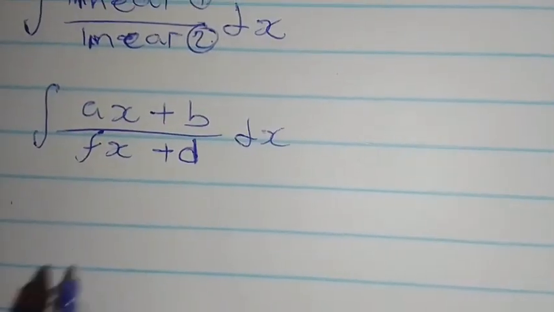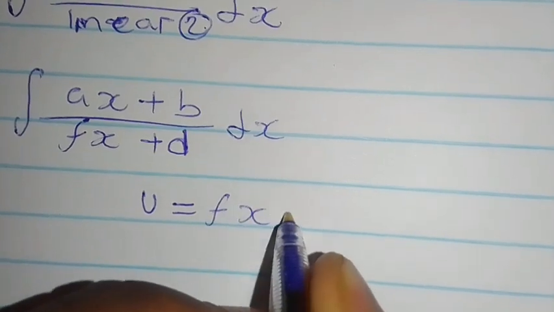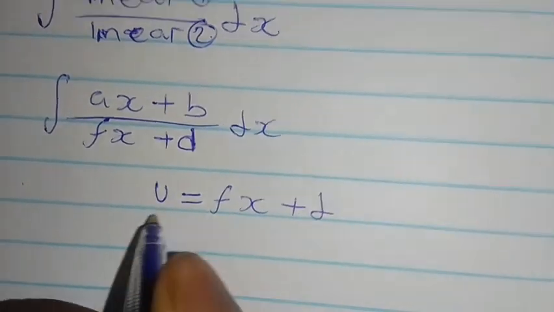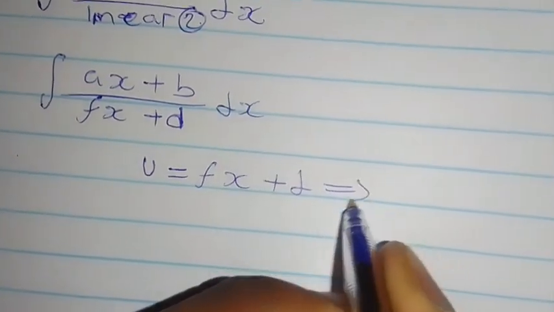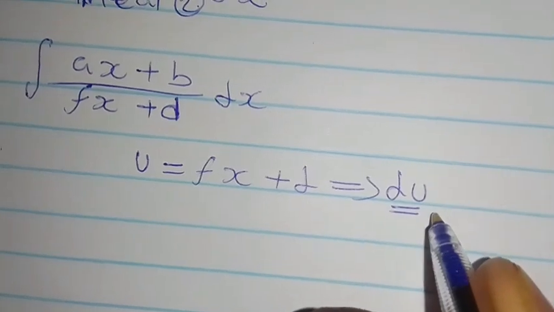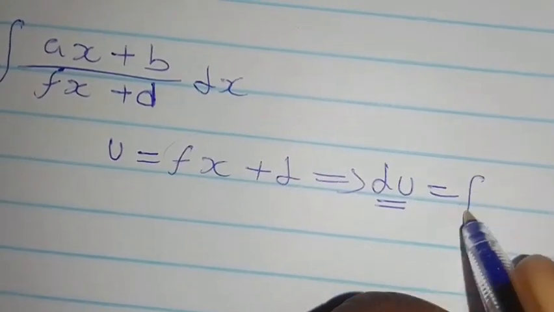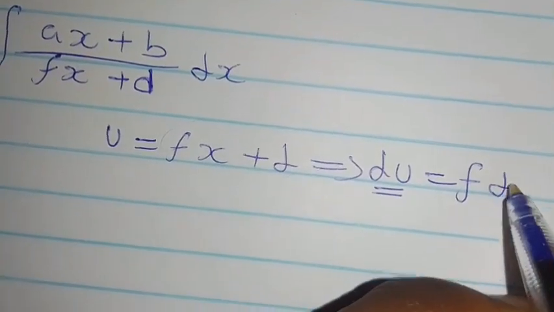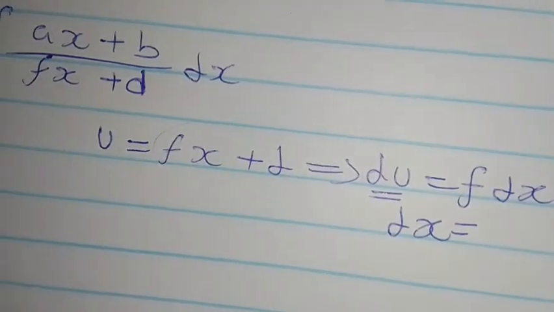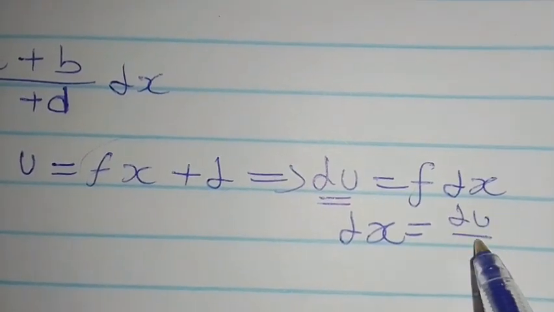Now what I'm going to do is make a u substitution. Let u equal fx plus d. Before I solve for x, let me find du. If you derive this, you just have 1, showing that you're deriving with respect to u, and if you derive the right-hand side, you just have f, showing that you were deriving with respect to x. So that makes dx equal to du over f.